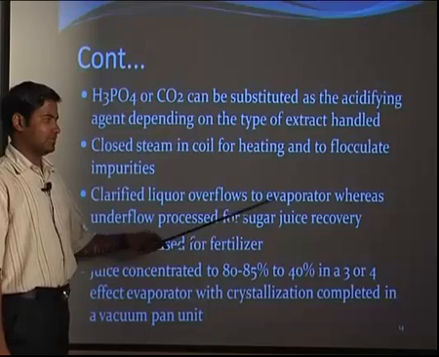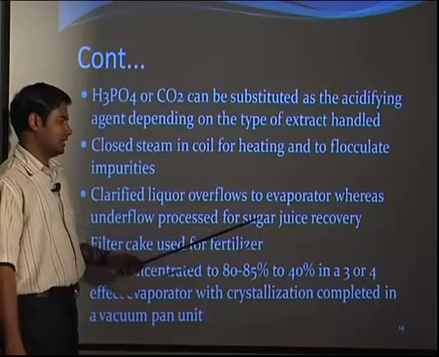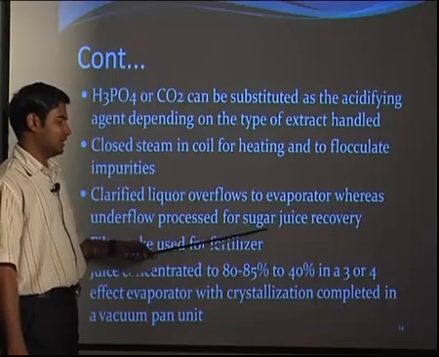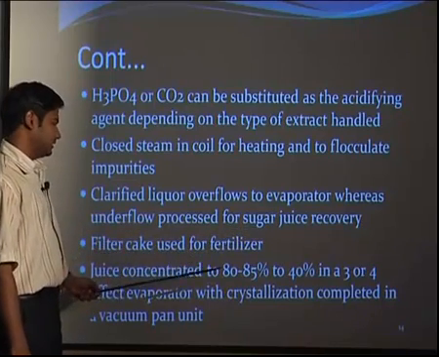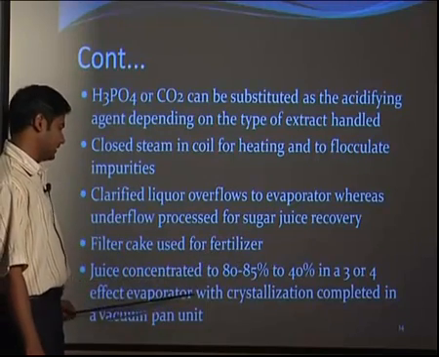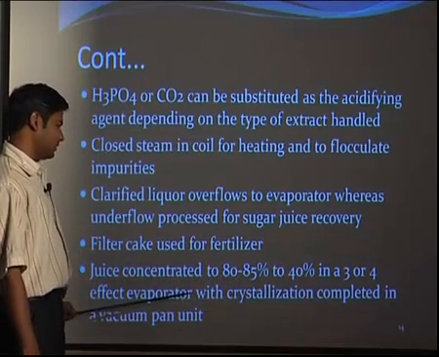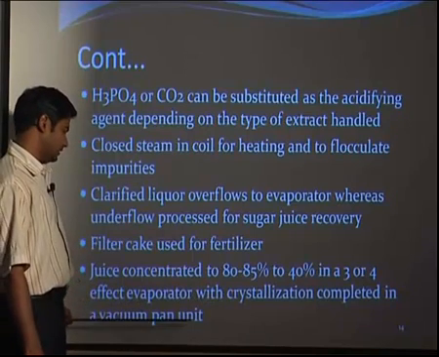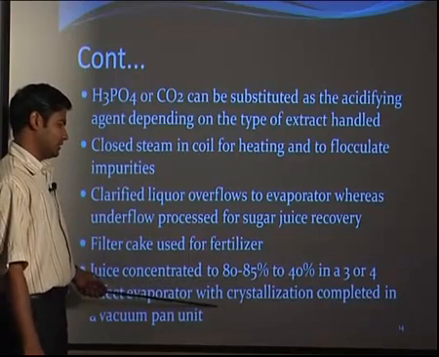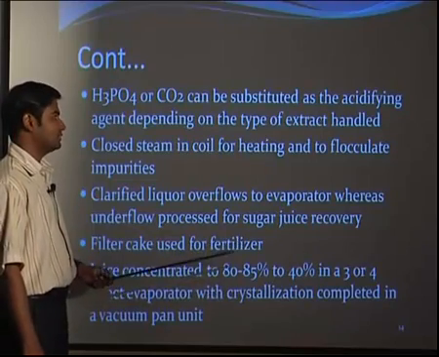So in the overflow we have the concentration of sucrose that we can send to the evaporator, and the underflow also has some appreciable amount of sucrose, so we can send it for sugar juice recovery. The remaining filter cake we can use as a fertilizer. Then the juice is concentrated to 80 to 85% in a 3 or 4 effect evaporator, with crystallization completed in a vacuum pan unit. So here the concentration is enhanced, the crystallization process starts, and we can remove the crystals in the centrifuge.